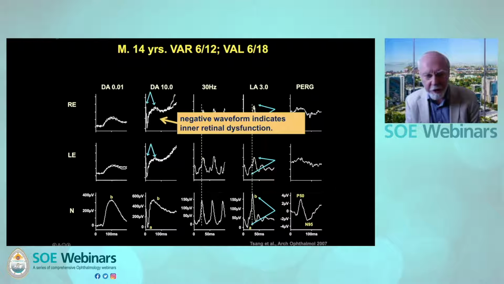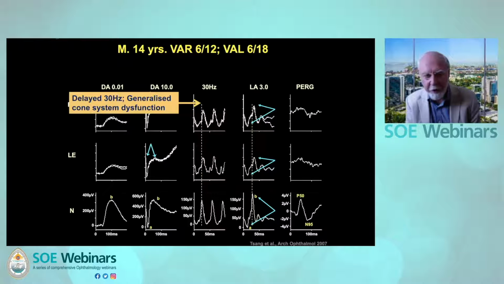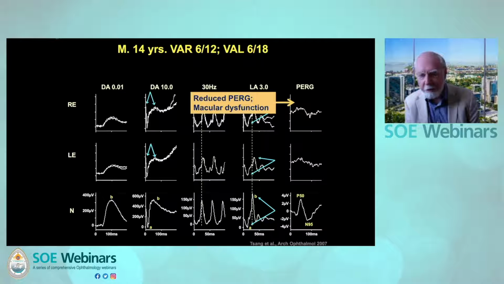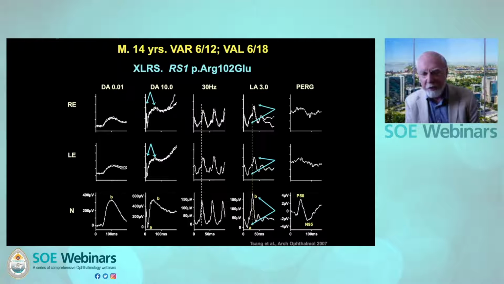The bright flash ERG is slightly electronegative with the B wave smaller than the A wave, so this is generalized inner retinal dysfunction. The flicker ERG is delayed. The single flash cone ERG shows reduction in the B to A ratio, but with overall waveform preservation, unlike the changes in CSNB, where the waveform is dramatically changed. This is simply a B to A ratio reduction. So this is generalized inner retinal dysfunction with macular involvement, and screening showed involvement of RS1. So this patient has X-linked retinoschisis without the classical features.